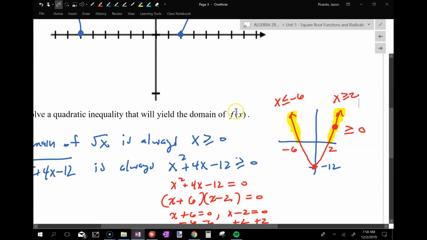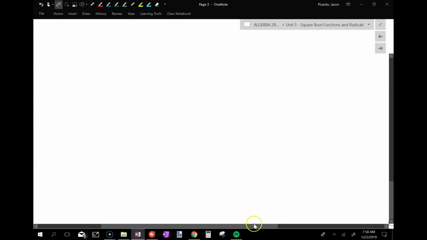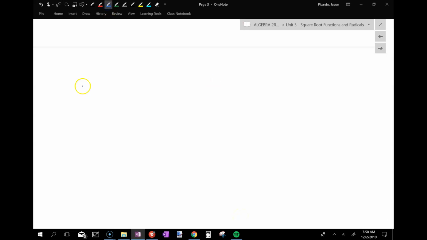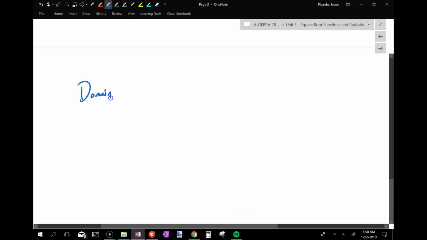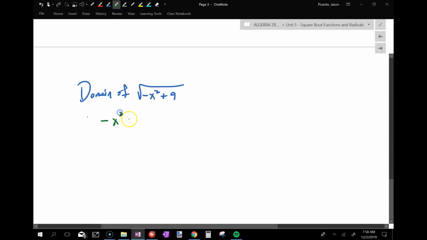Guys, I know this isn't part of your packet, but what if I asked you for the domain of this: -x² plus 9? Okay. What do I know about the domain? I know the domain is that -x² plus 9 has to be greater than or equal to 0, right? Do you guys agree that this is going to give me a parabola?